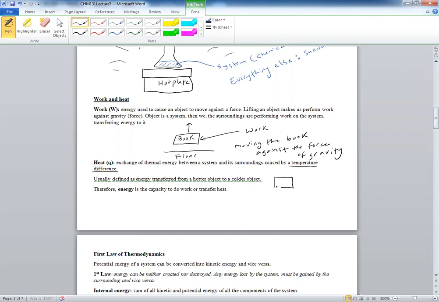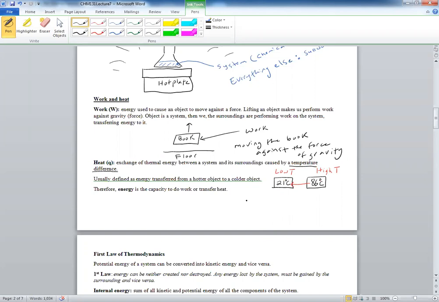So let's say you have an object at 21 degrees Celsius and you have an object at 86 degrees Celsius. You know this one has the higher temperature and this one has the lower temperature. So therefore, there can be an exchange, of course, from the one with the higher temperature to the lower temperature. But you cannot have an exchange when they are equal in temperature. So that's an example.